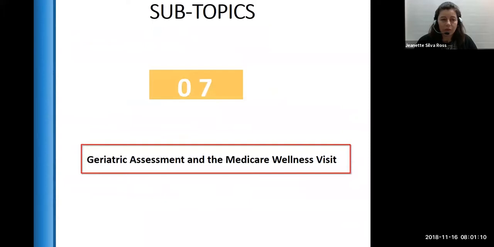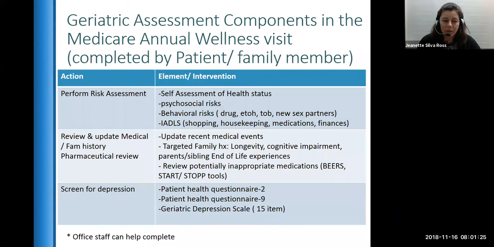Next, we're going to move to topic number 7, which is the last one, about geriatric assessment and the Medicare wellness visit. This applies more for when you are in the United States, to get reimbursed and perform the assessment as required by Medicare. But I think it's still useful, no matter where you are, if you do these elements when you do history and exam with older adults.